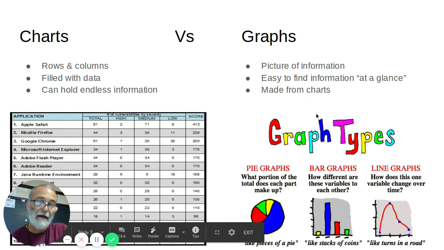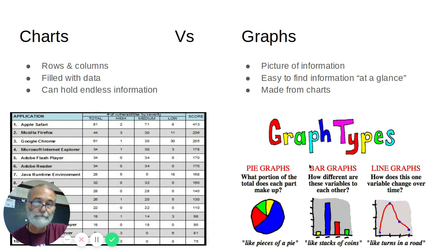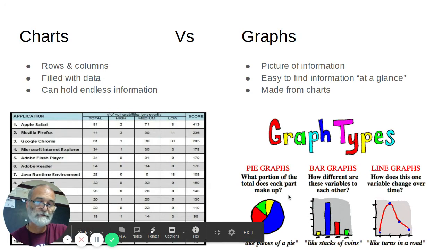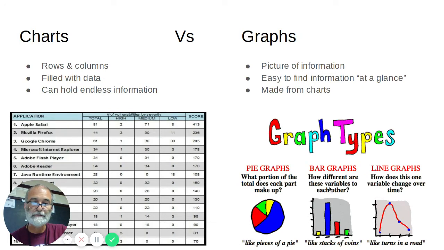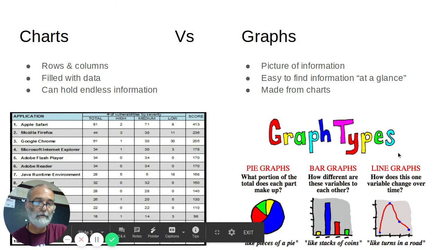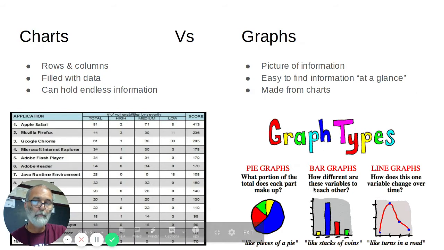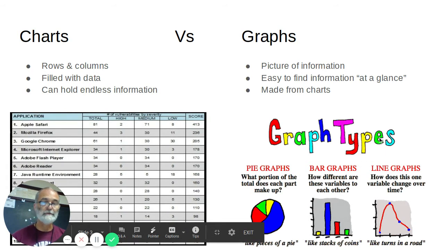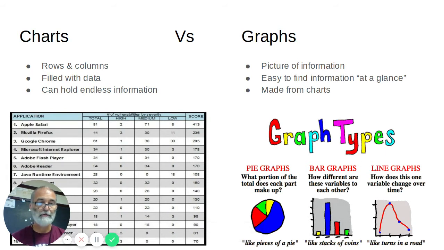Over here we have what we call graphs. Pie graphs, also known as circle graphs, bar graphs, and line graphs, and they each have their own different purposes. A pie graph will show the percent of a whole. A bar graph shows how things are compared to each other, and line graphs show how things change over time.